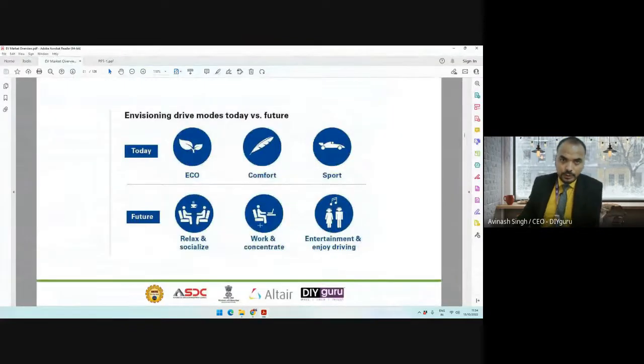So if you look into the drive modes which are there right now and the drive modes which are going to be there in the future, right now we see these drive modes like eco mode, comfort mode, sports mode. What we are going to see in the future is basically relax and socialize mode, work and concentrate mode, entertainment and enjoy driving mode. So these are all the modes which are going to be there in coming future.